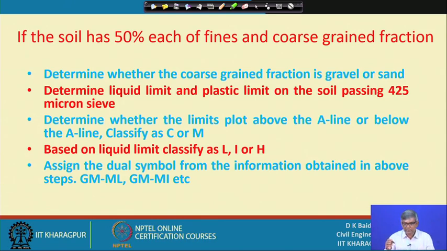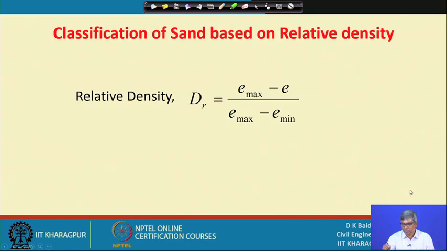And next is, when there is a granular soil, sometimes granular soil can be classified another way, that is by relative density. And what is the relative density? The expression for relative density is given here. Relative density is universally denoted by the notation Dr, and the expression is Dr equals e max minus e, divided by e max minus e min.